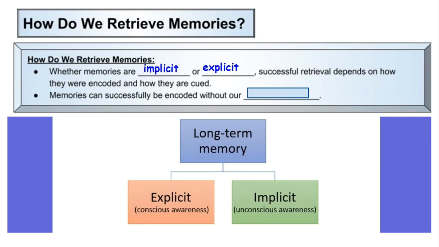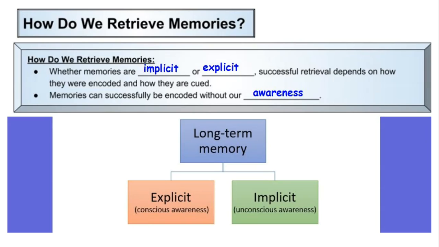So memories can be successfully encoded with or without any of our own awareness. The big thing to remember here is what we actually mean when we talk about implicit and explicit memories. Anytime we are purposely or consciously trying to remember something, that is called an explicit memory, meaning that we're purposely trying hard to do this. This would be like trying to remember things for a test, perhaps.